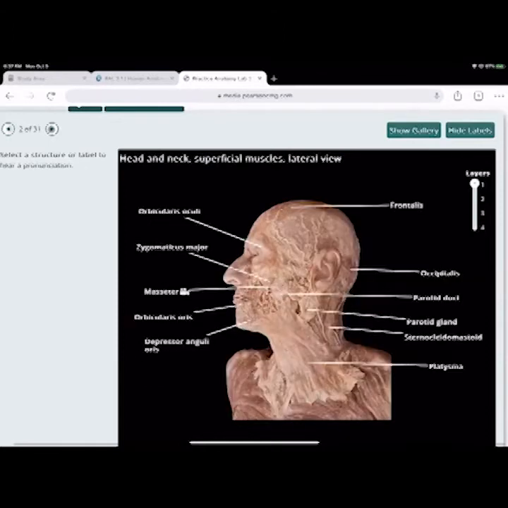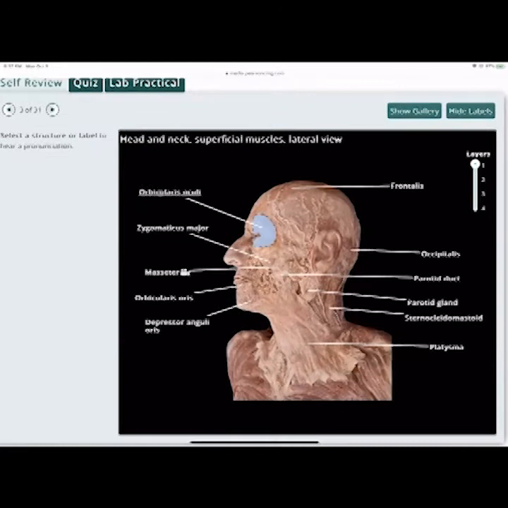Okay, lateral view of the head and neck. Orbicularis oculi, the circular muscle around the eye. The zygomaticus major connects the zygomatic bone to the corner of the mouth. The masseter muscle, your main muscle of mastication. You see it's still underneath the parotid gland. You can't see a lot of it, but it swings down below that, connects the mandible to the temporal bone.